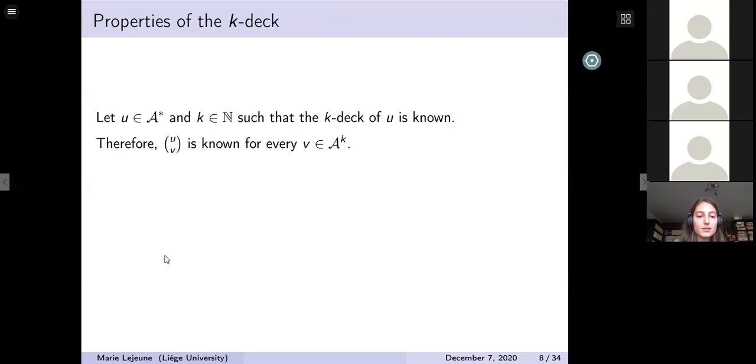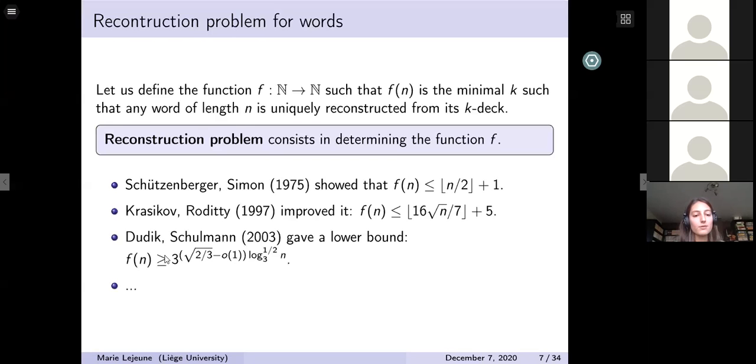Okay, so let's look at some interesting properties of the k-deck. Knowing the k-deck means that you know the binomial coefficients of u and v for every word v of length exactly k.